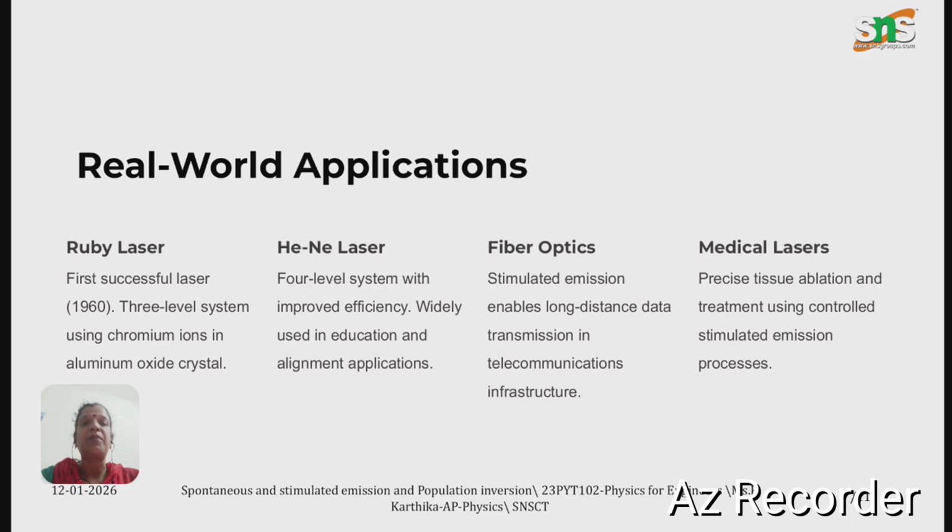Real-world applications: the ruby laser, the first successful laser in 1960, a 3-level system using chromium ions in an aluminum oxide crystal. The helium-neon laser, a 4-level system with improved efficiency, widely used in education and alignment applications. Fiber optics, where stimulated emission enables long-distance data transmission in telecommunication infrastructure. And medical lasers, for precise tissue ablation and treatment using a controlled stimulated emission process.